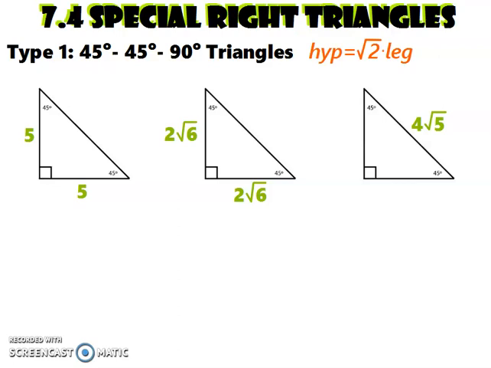I hope you're ready for this. Today's the day that we learn both types of special right triangles. So we did look at this 45-45-90 triangle. It's the isosceles right triangle.